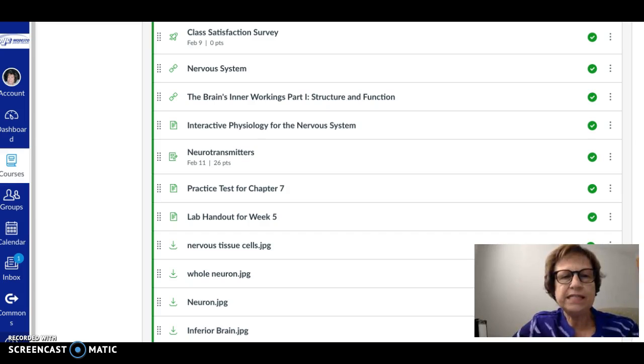This week we'll be studying the nervous system, nerve cells, the central nervous system, which is the brain and spinal cord, and the peripheral nervous system, which would be the other nerves in the rest of the body.